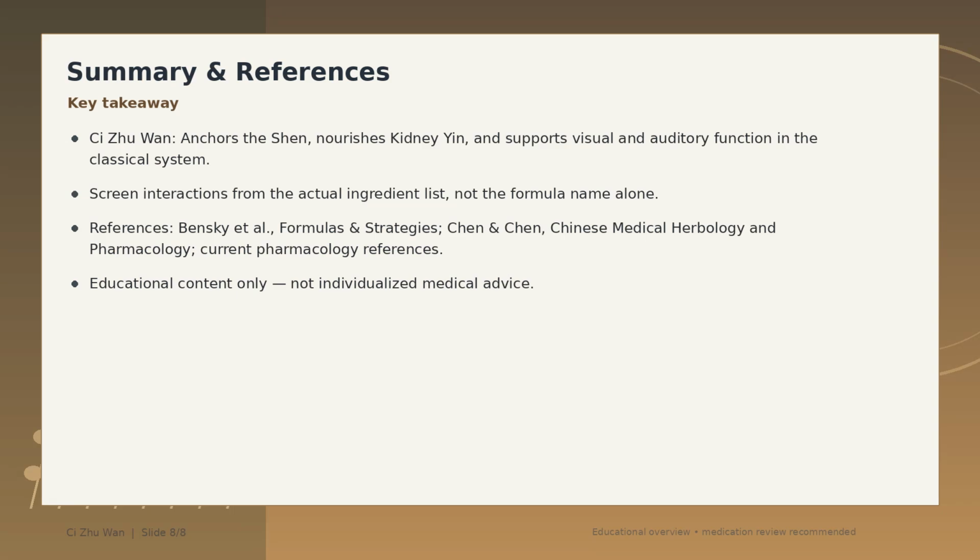In summary, Ci Zhu Wan is best understood as a pattern-based prescription whose action is to anchor the shen, nourish kidney yin, and support visual and auditory function in the classical system. The key safety principle is targeted interaction screening plus objective monitoring when risk is plausible. Standard references for further study include Chinese Herbal Medicine: Formulas and Strategies by Bensky and colleagues, Chinese Medical Herbology and Pharmacology by Chen, and current drug interaction and pharmacology references.